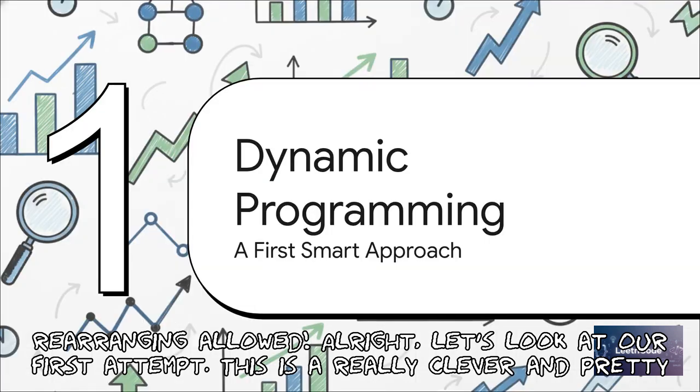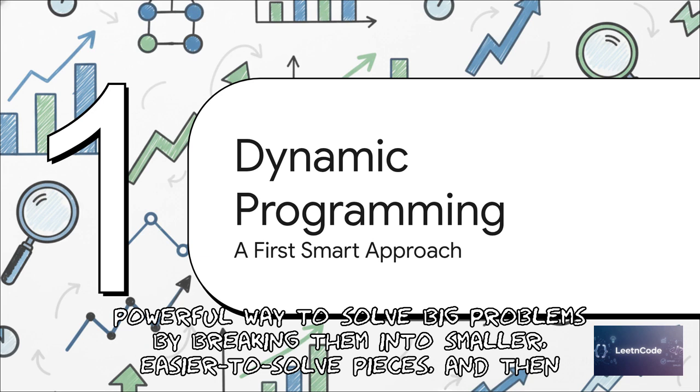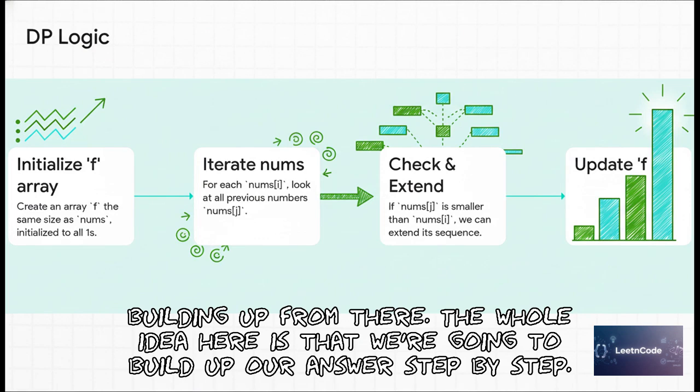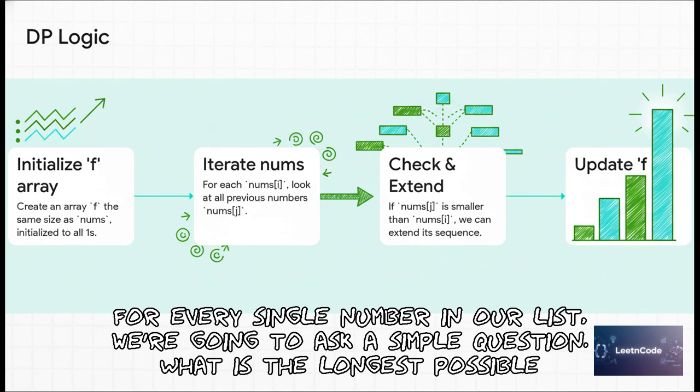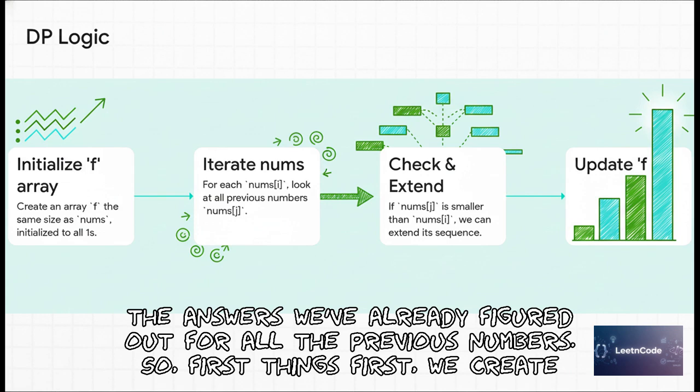This is a really clever and pretty intuitive method called dynamic programming. If you haven't used it before, it's basically a powerful way to solve big problems by breaking them into smaller, easier-to-solve pieces and then building up from there. The whole idea here is that we're going to build up our answer step by step. For every single number in our list, we're going to ask a simple question. What is the longest possible increasing sequence that ends right here at this exact number? And to answer that, we just look back at the answers we've already figured out for all the previous numbers.